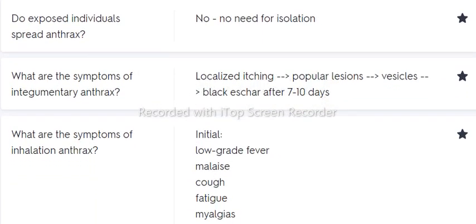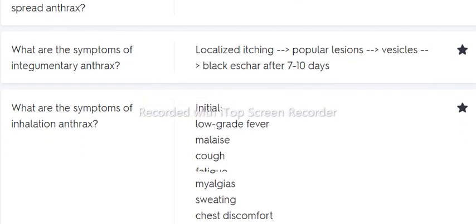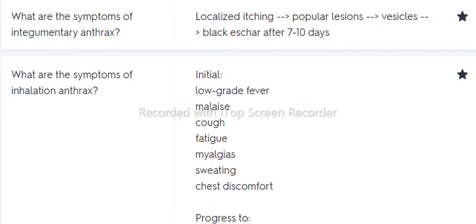Do exposed individuals spread anthrax? No, no need for isolation. What are the symptoms of integumentary anthrax? Localized itching, then papular lesions, then vesicles, then black tissue after 7 to 10 days.